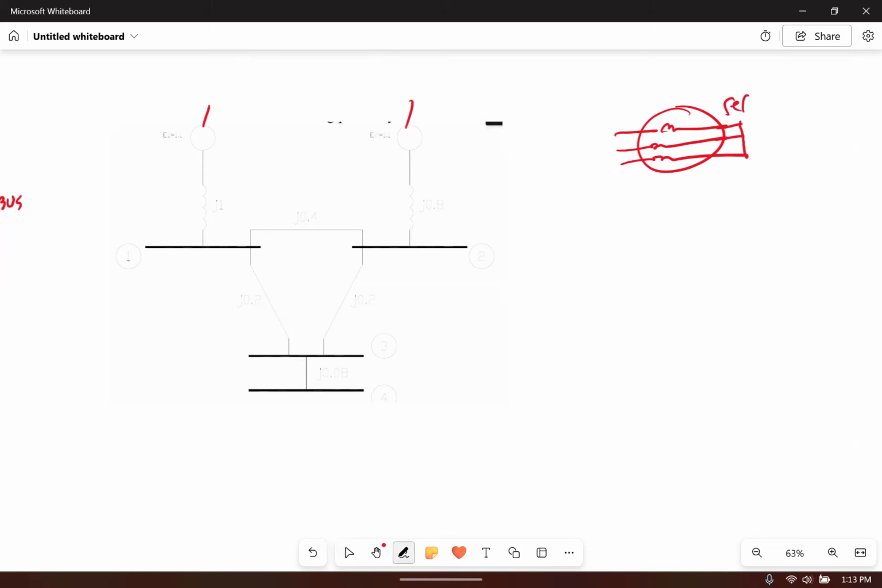This would be our reference. These other phases act as a reference for our generator. That's why we don't show the reference bus in almost all these single line diagram representations. We just show the one system. So we have the buses identified.